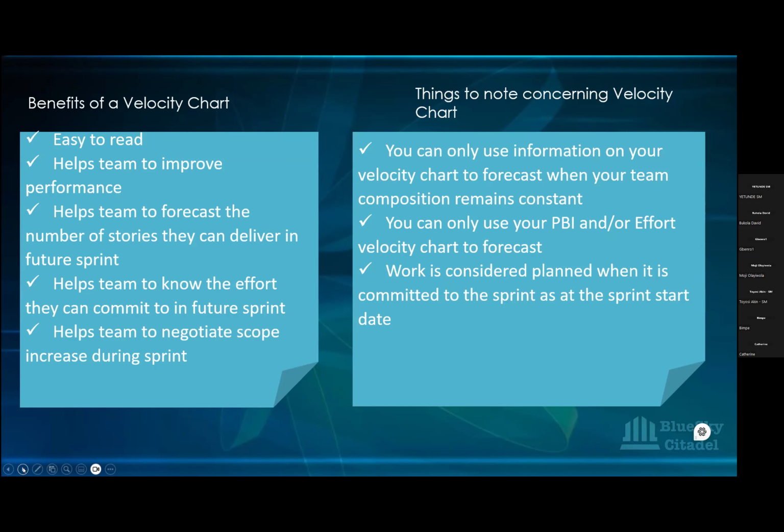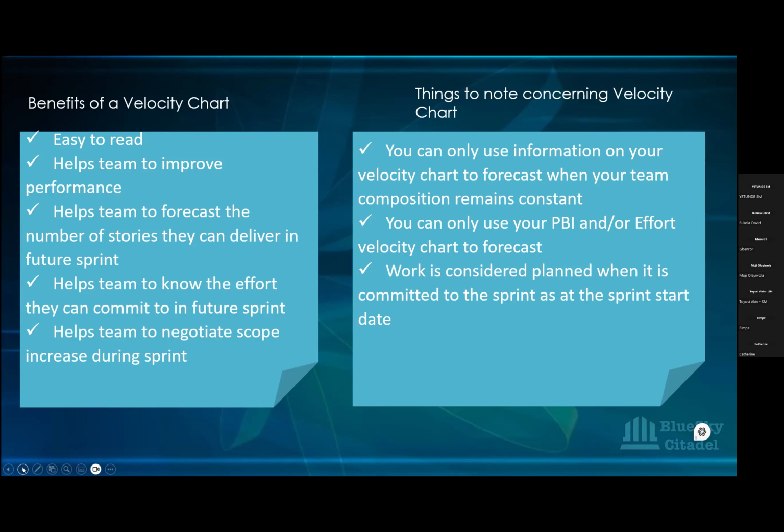It helps the team to forecast the number of stories they can deliver in future sprints because it measures your average velocity. So you can use the average velocity to know that, oh, this is what we can commit to in the sprints that we're going into. It helps the team also to know the efforts they can commit to in future sprints. It helps the team to negotiate the scope increase, which I've just explained, during the sprint.